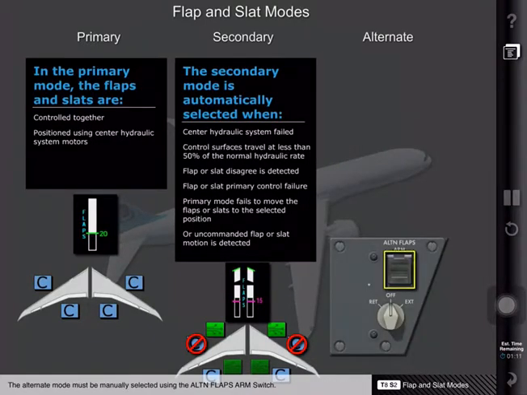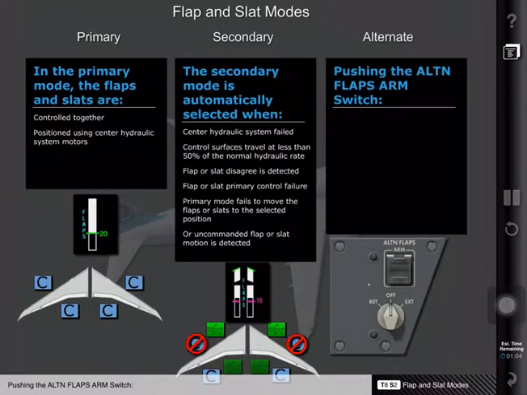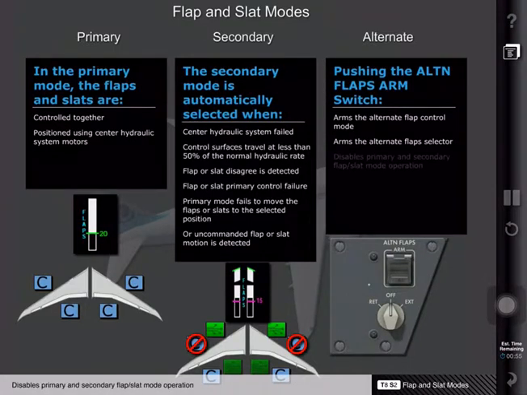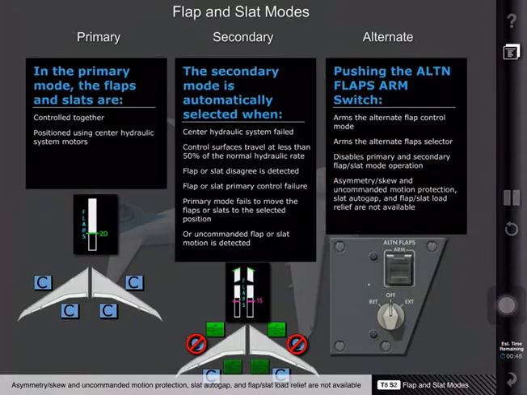The alternate mode must be manually selected using the alternate flaps arm switch. Using the alternate flaps arm switch arms the alternate flap control mode, arms the alternate flaps selector, disables primary and secondary flap slat mode operation, asymmetry skew and uncommanded motion protection, slat auto gap, and flaps slat load relief are not available, and disables the flap lever.